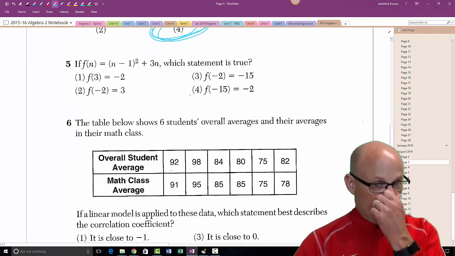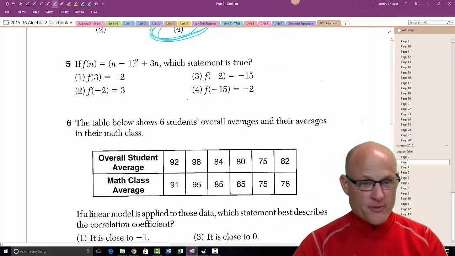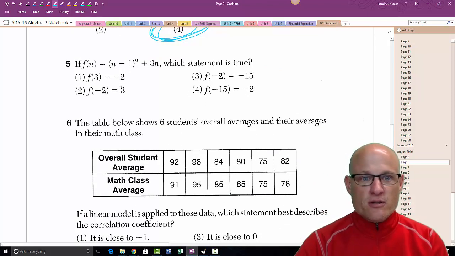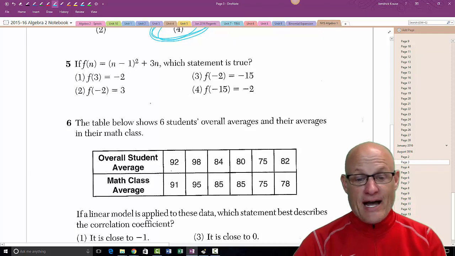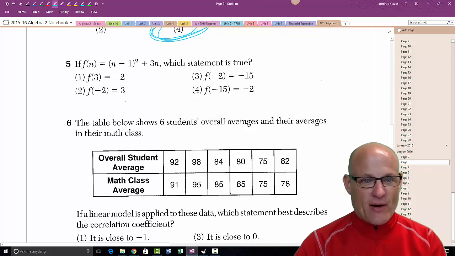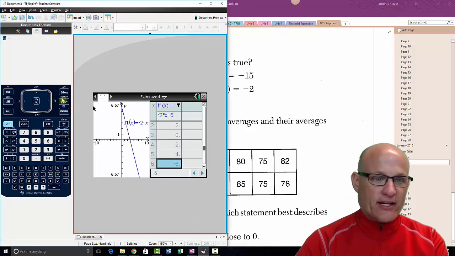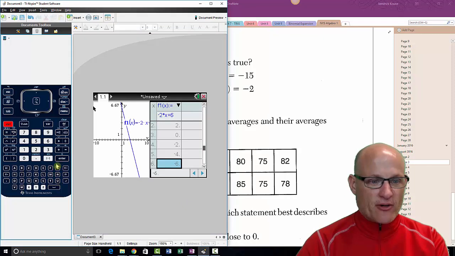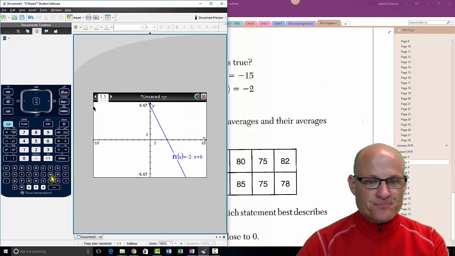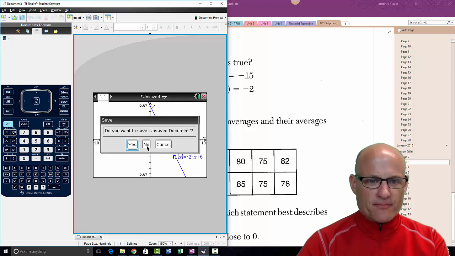So we have a function. Which statement is true? I would, again, the easiest way to do this. Now, I can plug in a 3. I can plug in a -2. I can plug in a -15. But the easiest way to do that is, again, go over to your graphing calculator, Control T. And I'll show you both ways. Let's get out of this. Let's not save it.